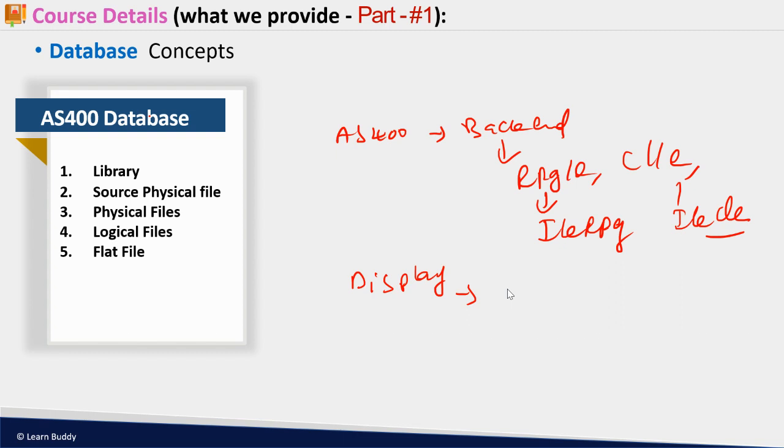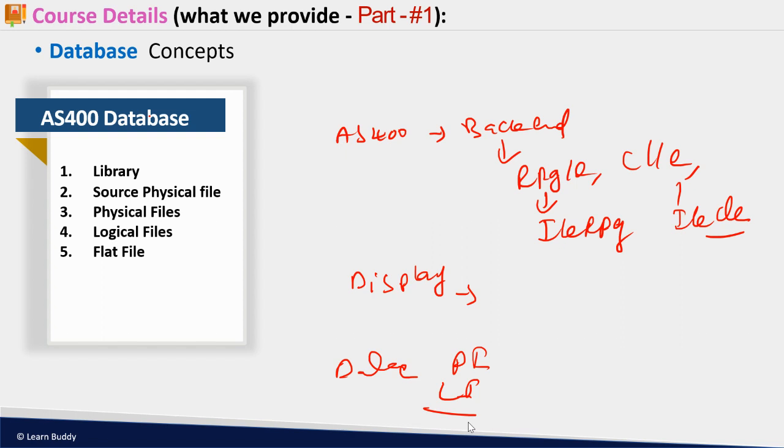In real time scenarios, people always call it a green screen. In the green screen, you can design the screen, and for that screen you can write the backend program in RPGLE to make it work. And what about the database? AS400 has an integrated database system. So AS400 is also a database. In the database, it mainly comes down to physical files and logical files.